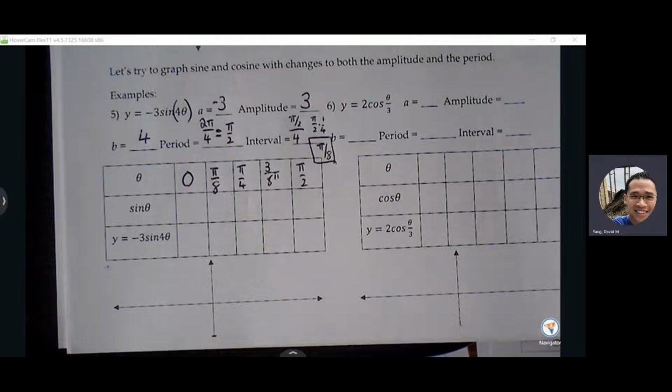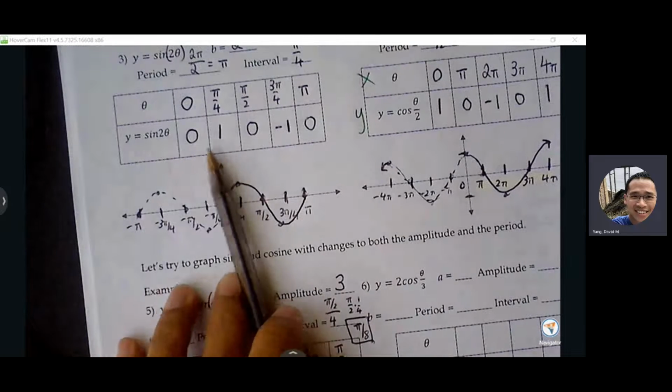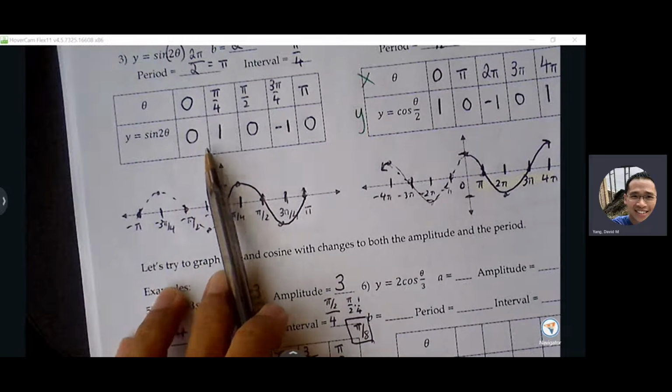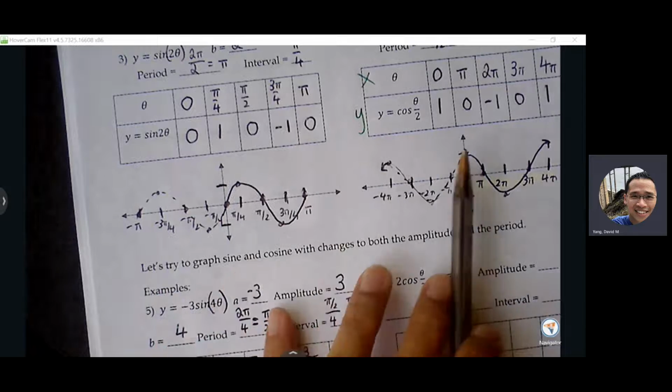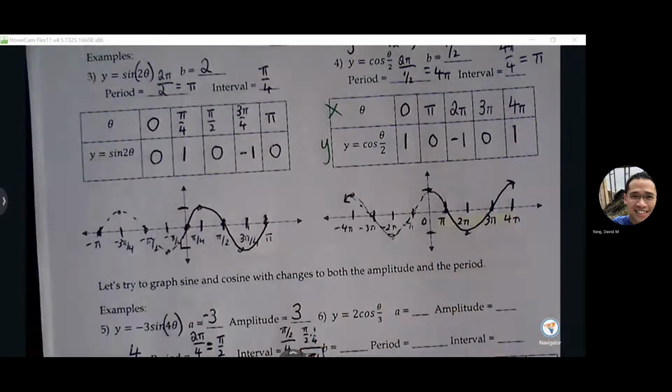So for the quiz, do we have to memorize the period and interval formula? Yes, we do. Period is 2 pi over b, interval is period over 4. Good. And we'll definitely review it right before you take the quiz tomorrow as well. And you have to memorize the pattern of the sine. Sine starts at 0, 1, 0, -1, 0, and then your cosine is 1, 0, -1, 0, 1.